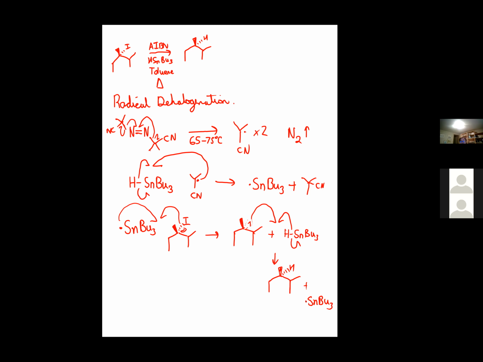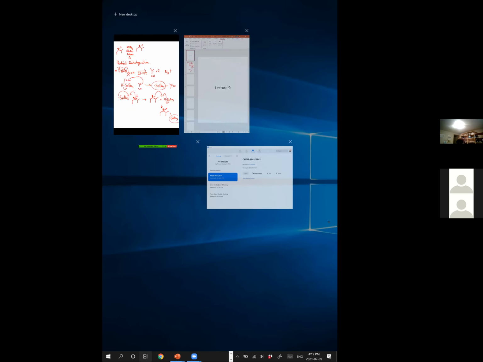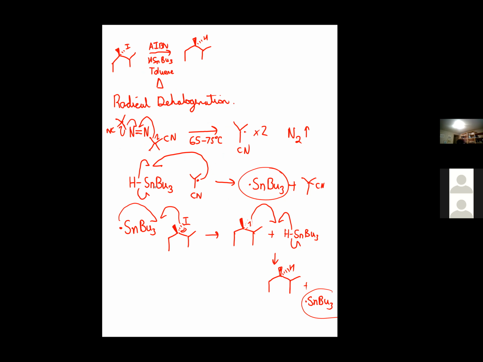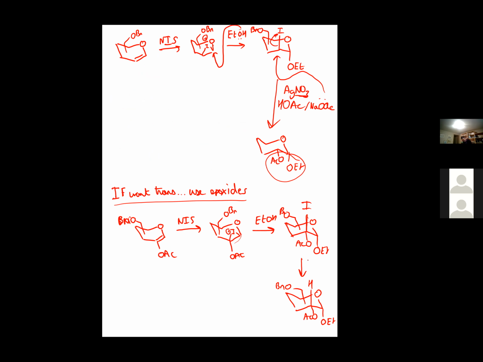And we get the tributyl tin radical, which is then ready to go back into the sequence again. So that's how this chemistry works. Go back to the slide: AIBN, tributyl tin, magic happens, remove the iodine.